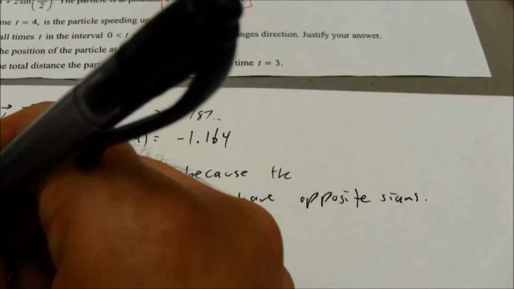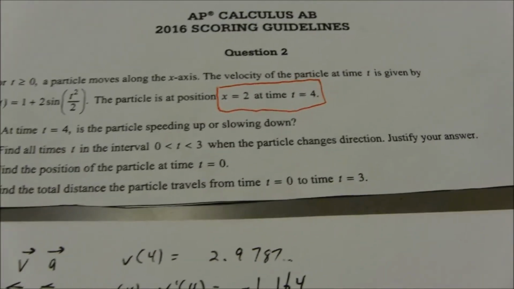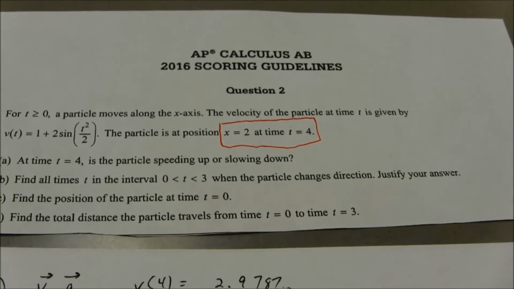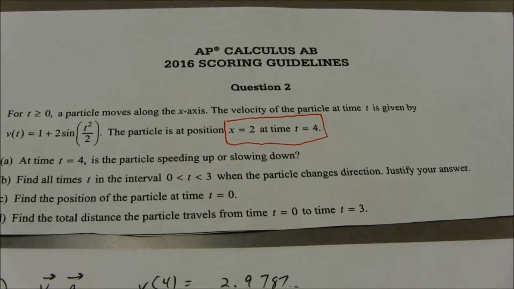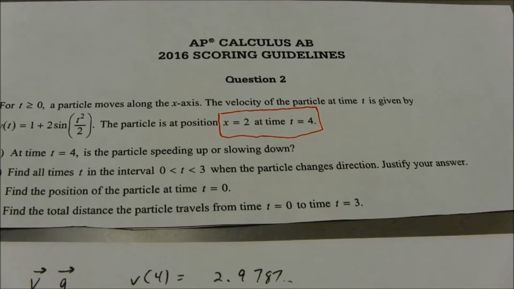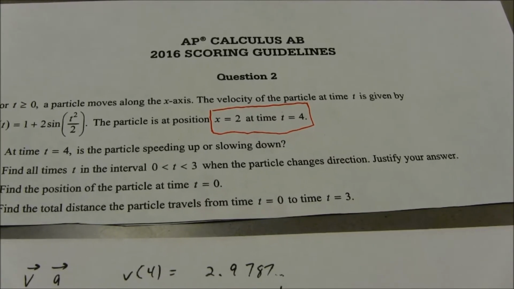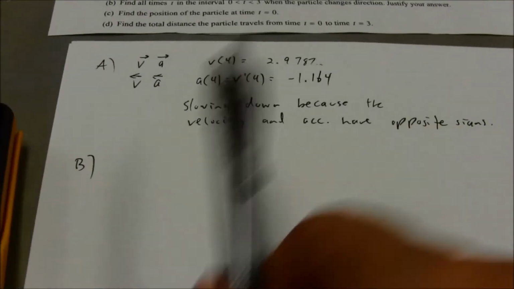All right, that's part A. Moving on to part B, what do we have here? It says, find all times in the interval between 0 and 3 when the particle changes direction. Justify your answer. Well, again, a particle changes direction when the velocity changes sign. It might potentially change sign where the velocity is 0.